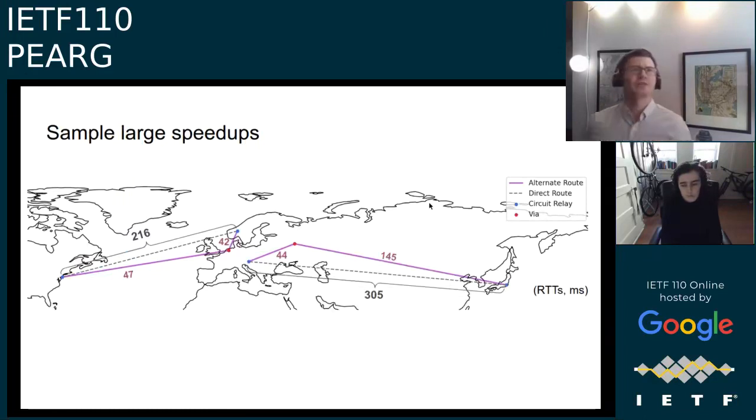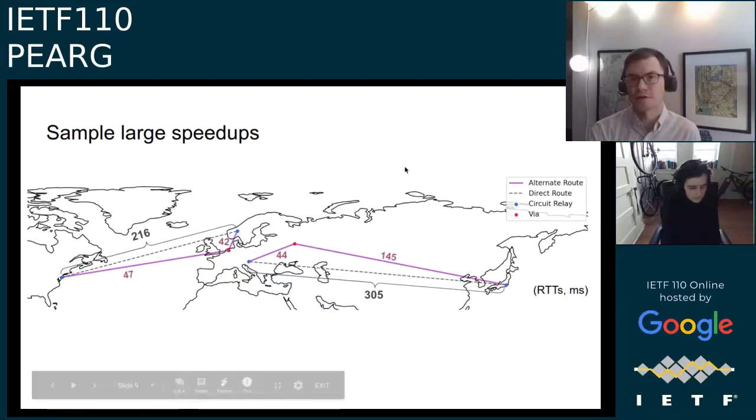From that data set, we mapped out a couple examples of large speedups. The default route from this node, from the US East Coast into Scandinavia, takes 200 milliseconds, but it turns out if you go via mainland Europe, you can basically halve that. And so what this suggests is that the default route being used is slow and could be improved. And you see that again over on the right side of the screen.